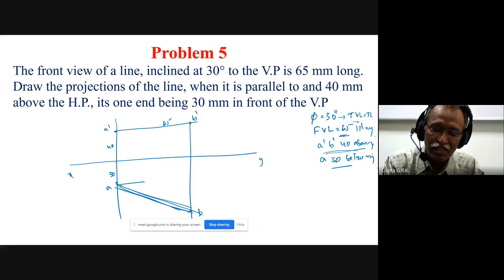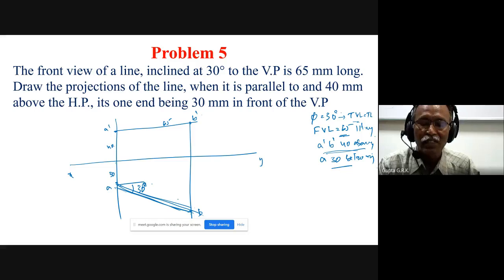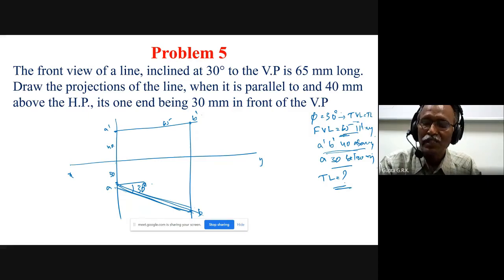Phi is 30 degrees. It is given. But true length is not given in the problem. You may be asked to find out what is the true length of the line. Only front view length is given.